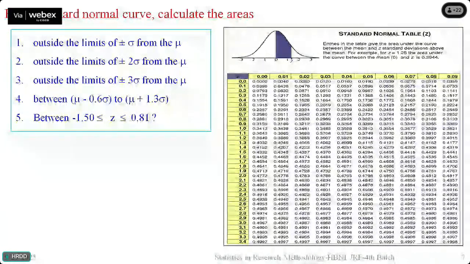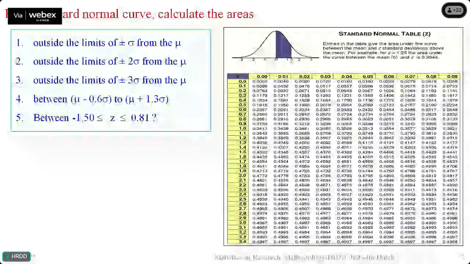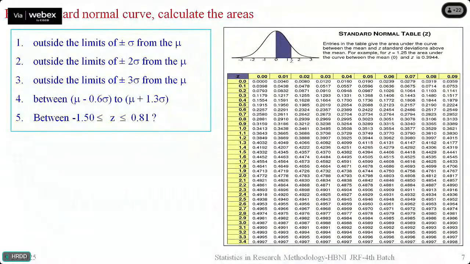Here the limits were symmetrical on either side in the first three. In the third and fifth one, we have minus 0.6 sigma on the left side and plus 1.3 sigma on the right side. For the fifth question, it has to be mentioned like minus 1.50 sigma.